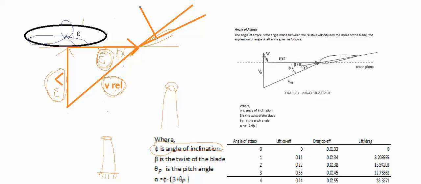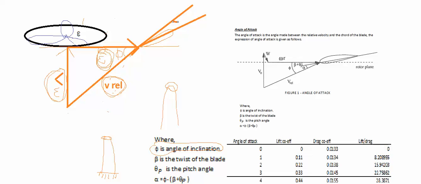Right, so we were discussing lift to drag ratio and the concept behind the coefficient of lift and coefficient of drag, and how it is responsible for maintaining the efficiency of the wind turbine. Now carefully see the angle that the relative wind makes with the chord of the wind turbine blade element. This angle right over here is nothing but the angle of attack.